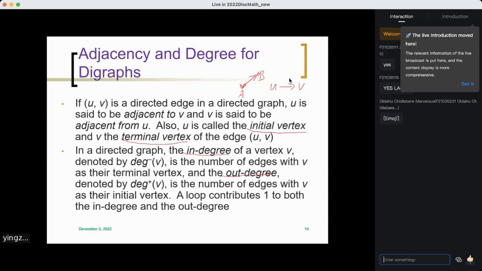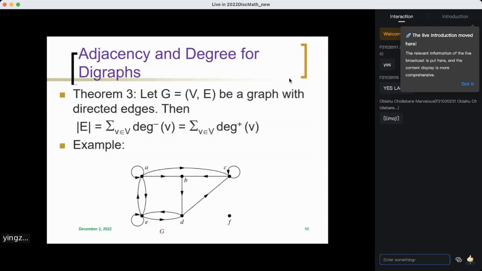For the degree, we count all the number of in edges. For the out degree, we count all the number of out edges. Okay, so it is just like this. Then we have the similar rows, row 1 and row 3, for the degree and edge. That means just like this.